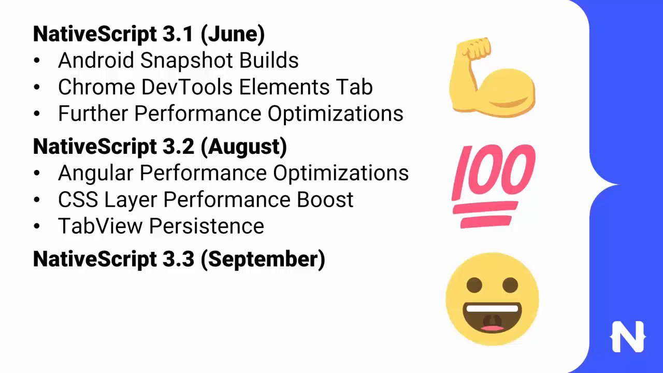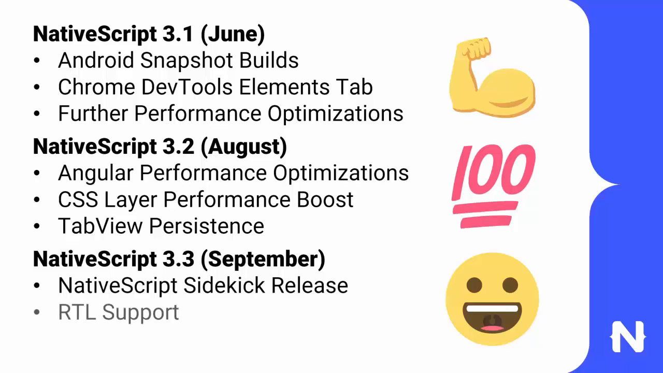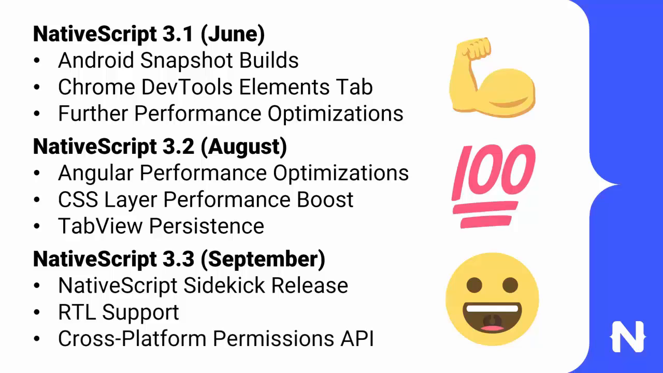And in September for the 3.3 release, we will, of course, release our 1.0 version of NativeScript Sidekick. We will also be looking to add full right-to-left support in our layouts, and adding a true cross-platform device permissions API.